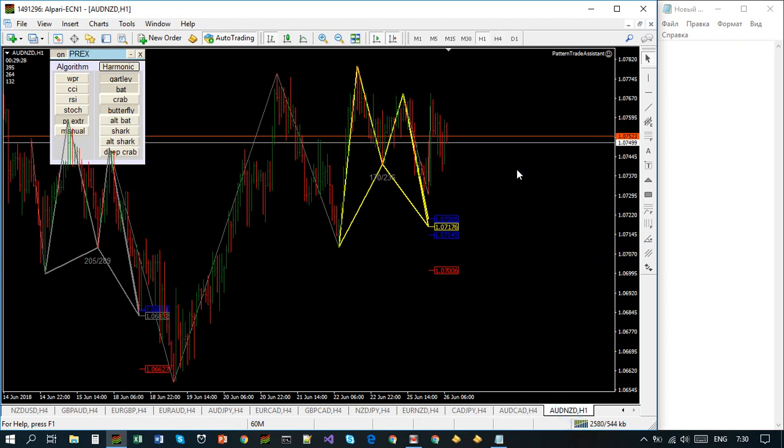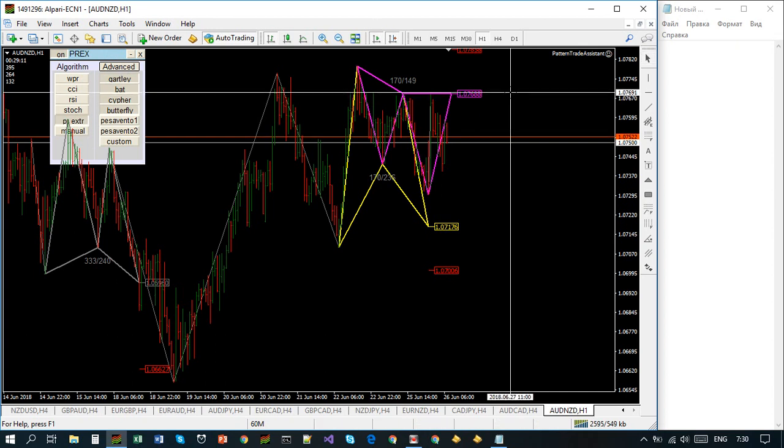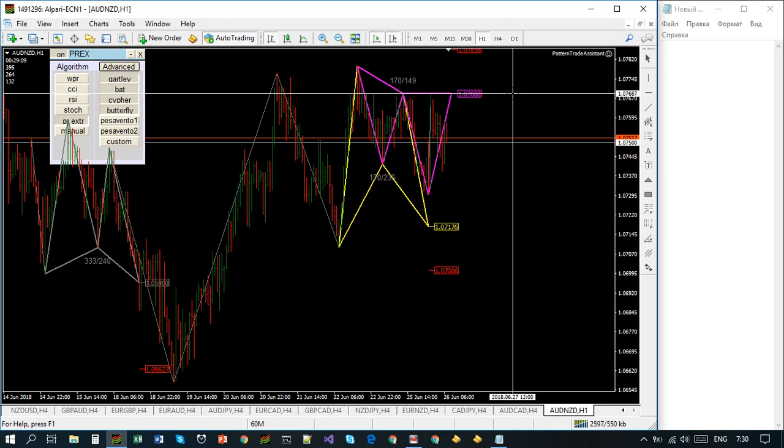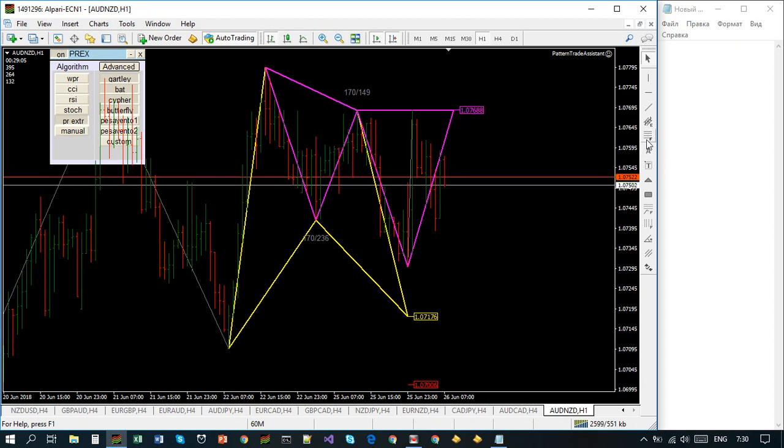Okay, the last pair for the day is also New Zealand 1 hour. We had this bet. For me, it is already invalidated. The movement is choppy. It started to the upside. As for advanced pattern trading approach, we have this cipher pattern, and I think it already hit some targets. Looks like it was a touch and reverse situation.